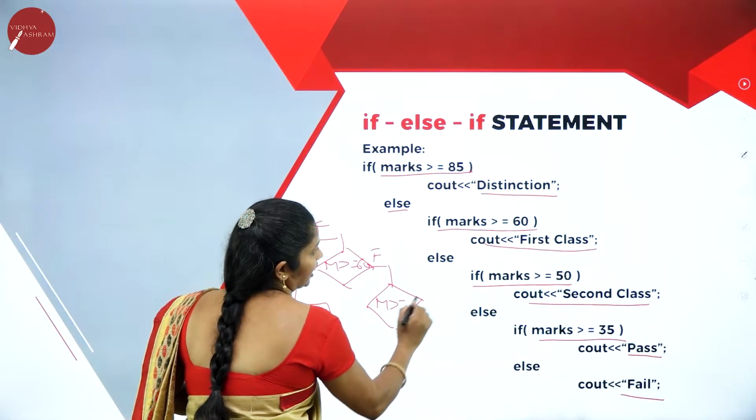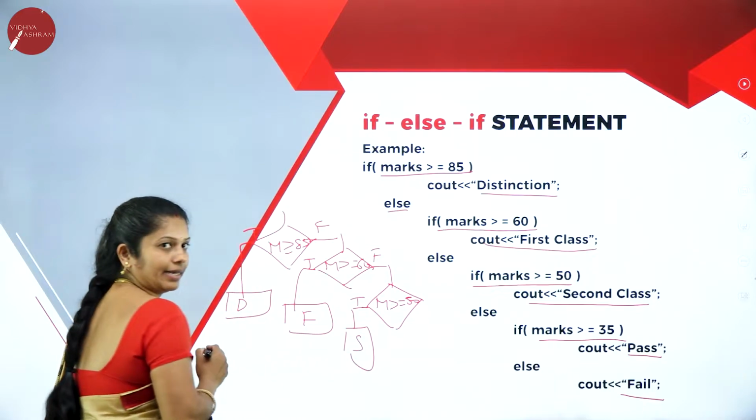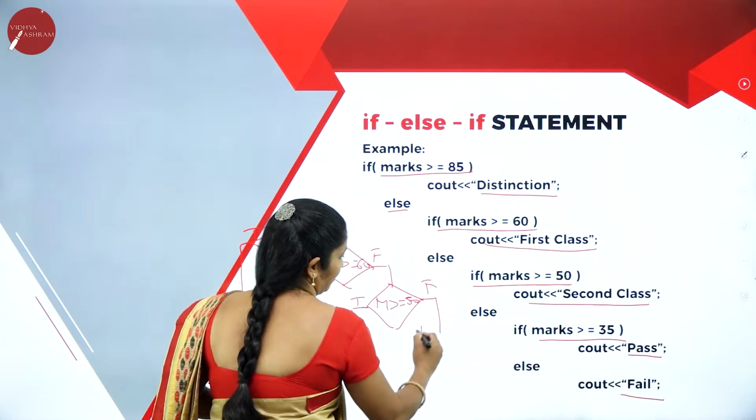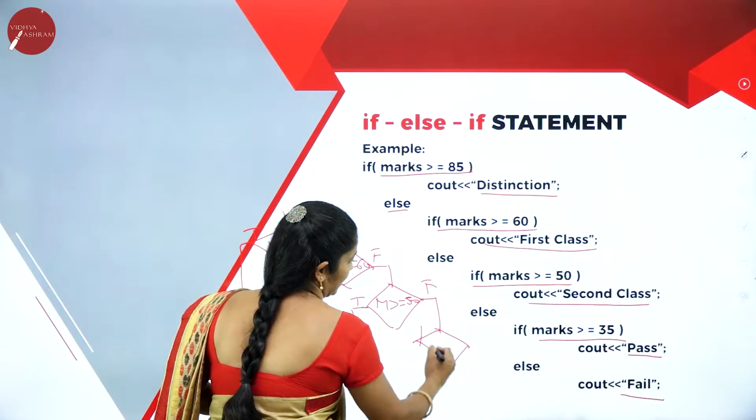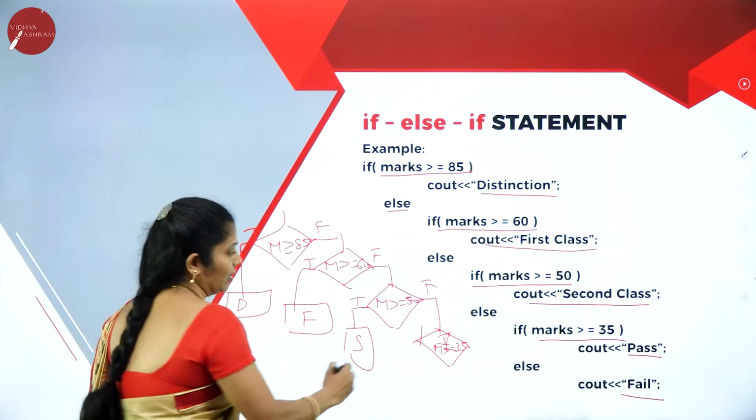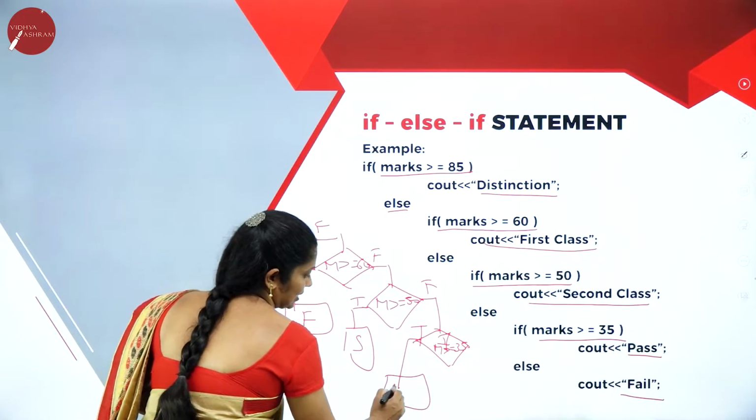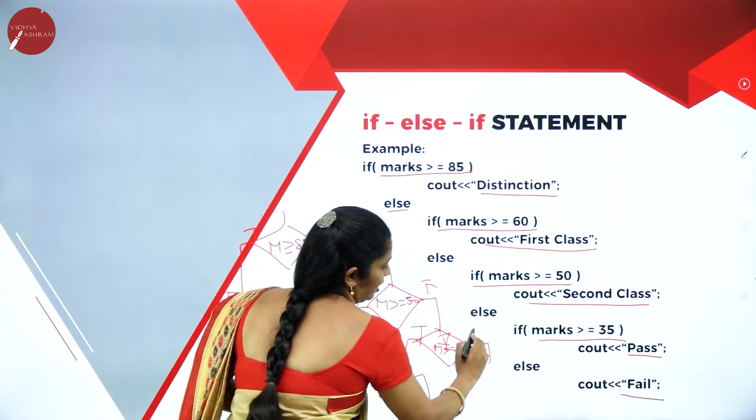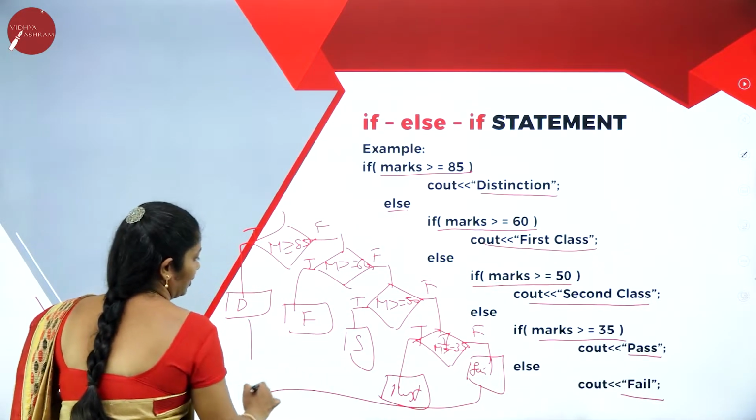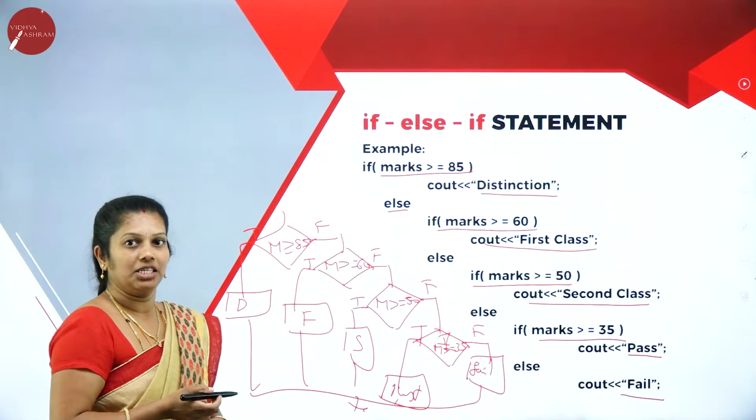If it is not satisfied, then it will check for the next condition, if marks is greater than or equal to 50. If it is true, then it will display second class. Else, if it is false, then it will check for the next condition, that is, if marks is greater than or equal to 35. If it is true, then it will display just pass. Otherwise, the default statement, it will display as fail. Finally, everything will come out from the loop here. That means here multiple conditions are there.